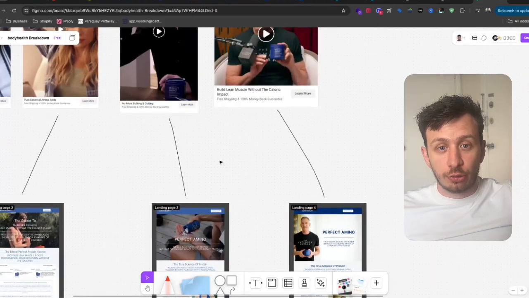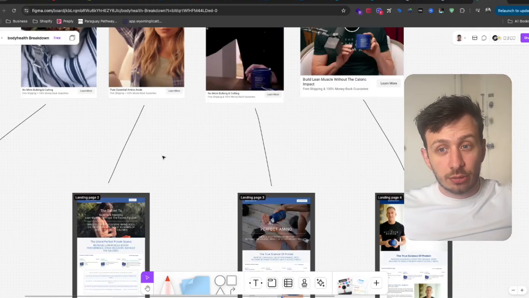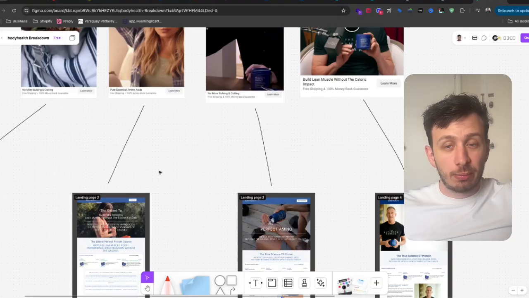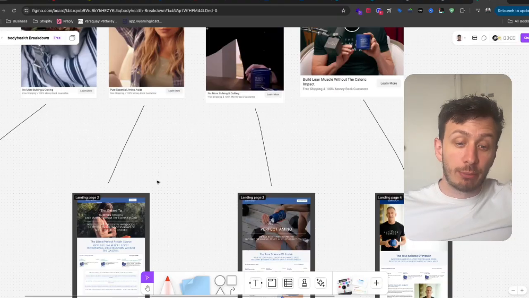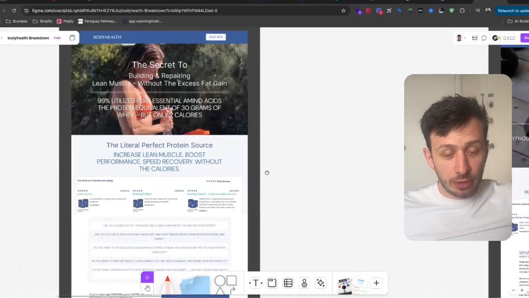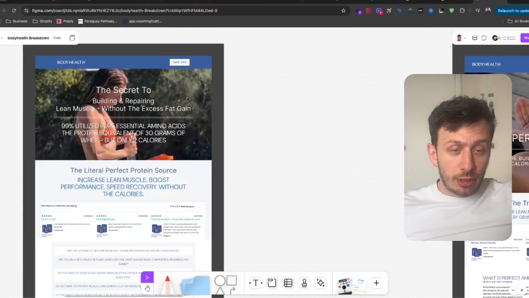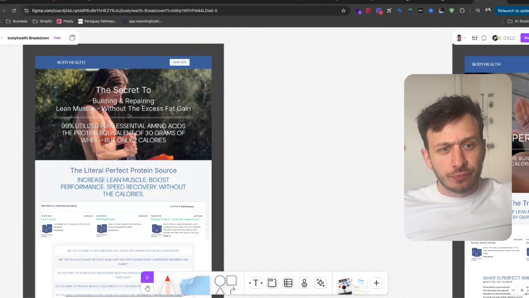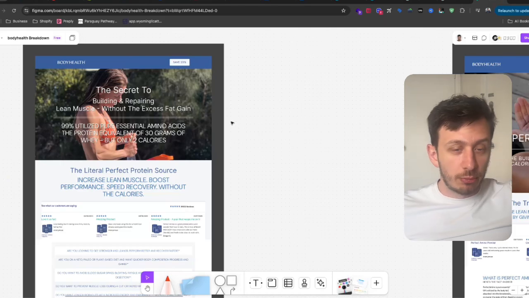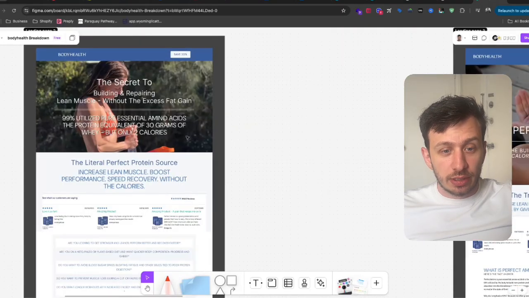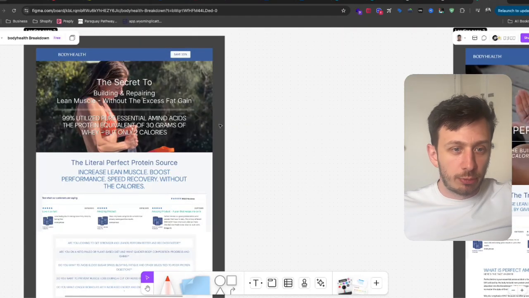This is what you want to have with your landing page. You need to create this congruency between the ad and the landing page, because if it's really disconnected, or there's some way of seeing it that could be misinterpreted, people will just bounce and you lose the important traffic. So what do we have in these first sections? I'm assuming it's probably going to be related to the ad. So building and repairing lean muscle without the excess of fat gain is probably what most women want essentially from using their product, which is an amino acid that helps with the protein.